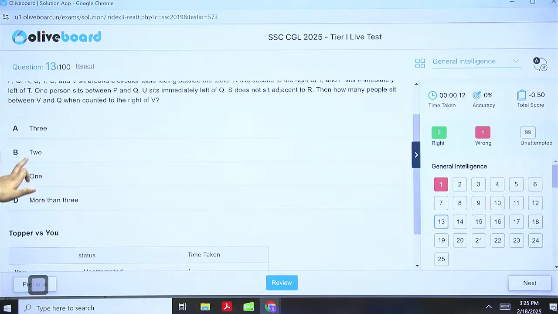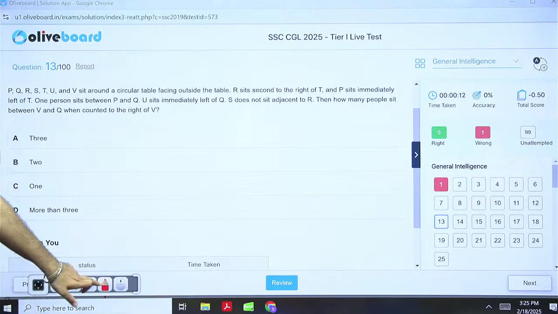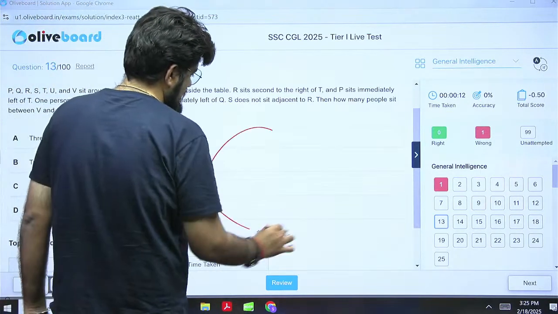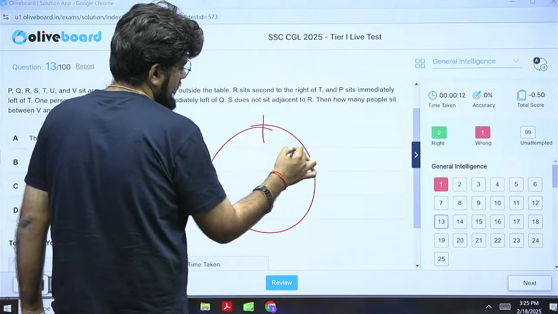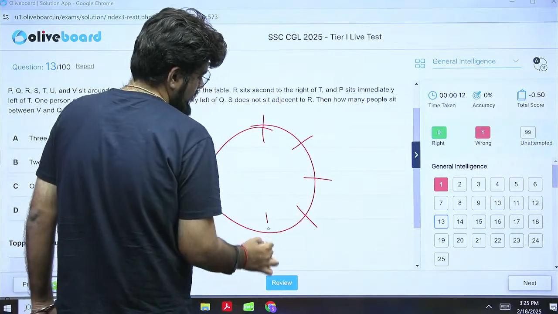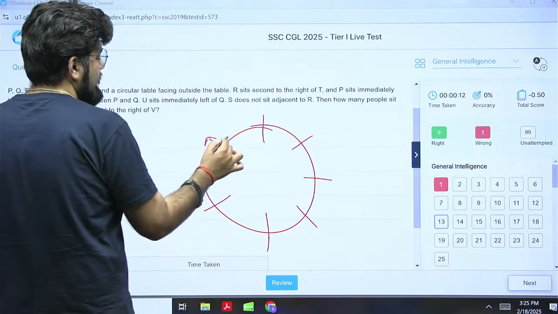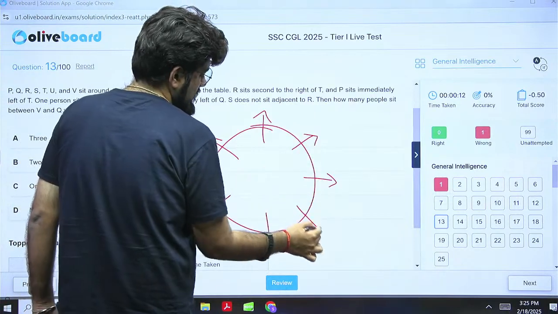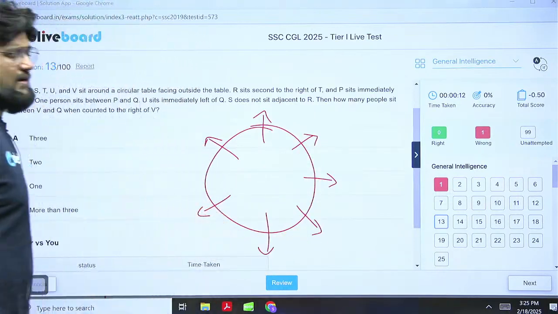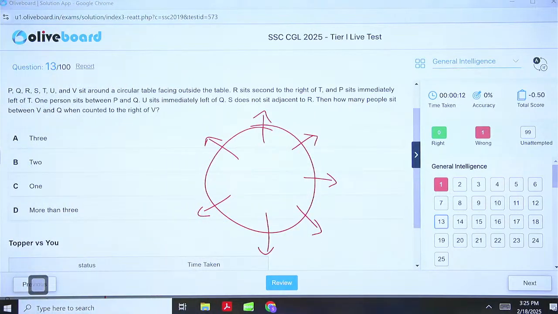So we have a circular table facing outside the table. So how many people do we have? 3, 3, 6 and 7. So 7 people are sitting at a circular table. We will just equally space them. So 1, 2, 3, 4, 5, 6 and 7. You're facing outside the center. So you can do this. Again, this might just remind you that your left and right is changing accordingly.